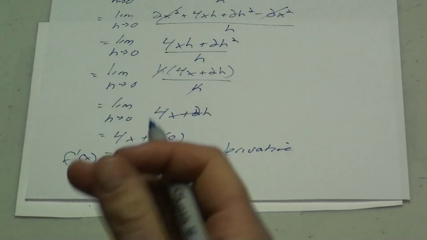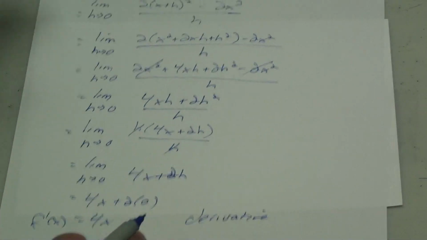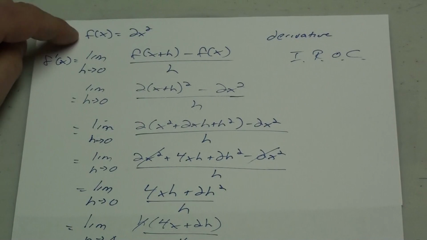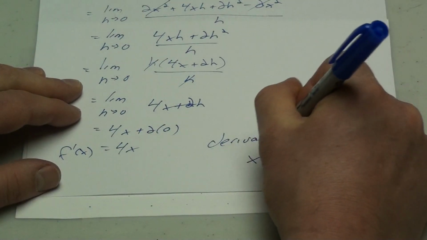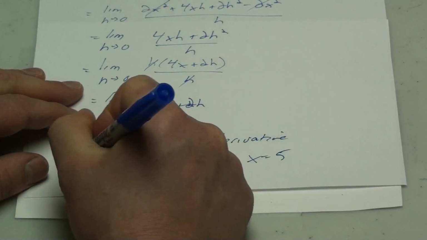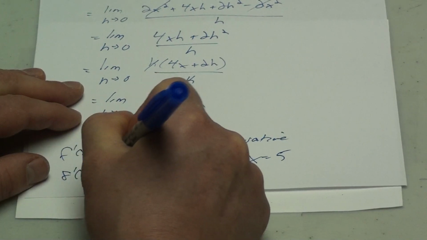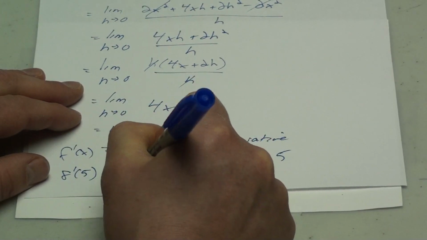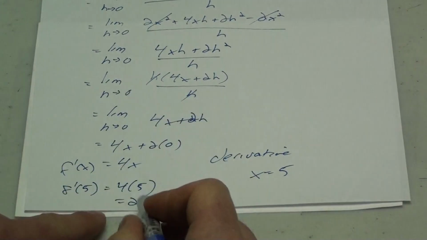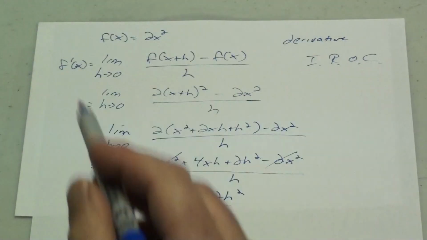And now I can put in a certain x value to figure out what the slope would be along my original curve. If I want to find the slope along the original curve, let's say x equals 5, the slope at 5 will be 4 times 5, which is equal to 20. There I found the slope of a curve at any given point.